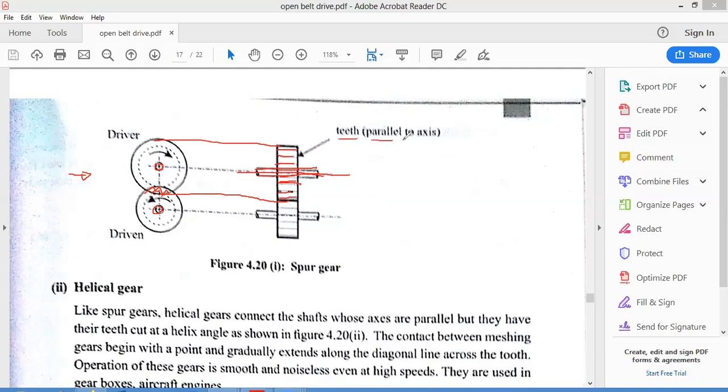The teeth are parallel to the axis. Similarly, the other gear should also be of the same type. This is the shaft on the driven end, and this is the axis of the driven shaft. Here we have the next gear which meshes with the driving gear, and its teeth are also parallel to the axis of the shaft. Only if the teeth are parallel is it called a spur gear.